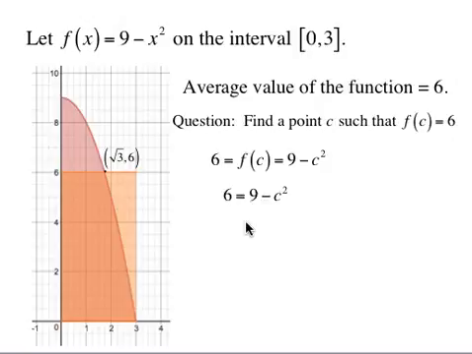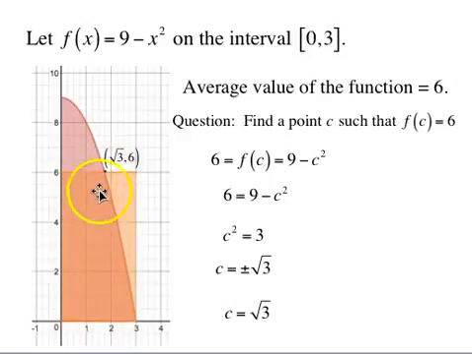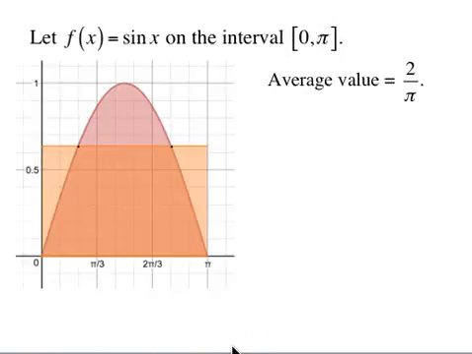Well, if 9 minus c squared equals 6, then c squared equals 3, which really gives us two answers, doesn't it? We could have c is square root of 3 or c is negative square root of 3. But only one of them is in the interval from 0 to 3. So the c that we want that is going to satisfy the conditions of the mean value theorem for integrals is a c of positive square root of 3. And there you can see it. There's that point. Square root of 3, about 1.7, gives us a y value of 6. So the c value is the x value of the intersection of the line that defines the height of the rectangle and the curve itself.